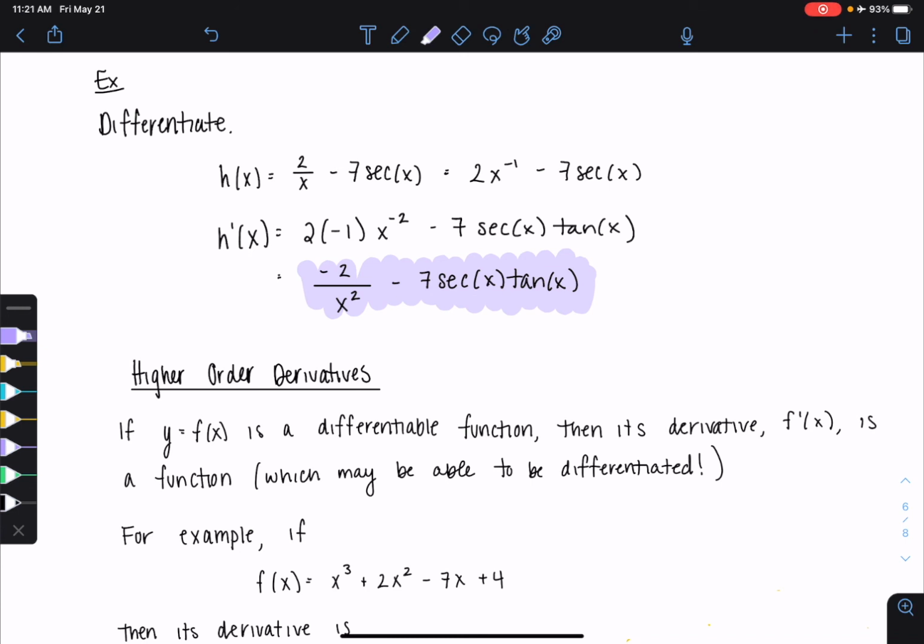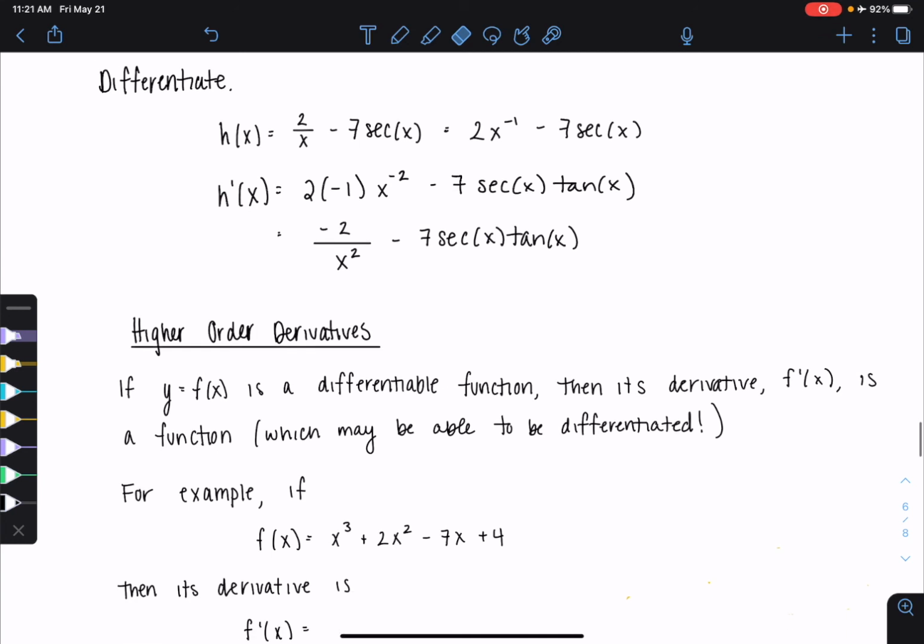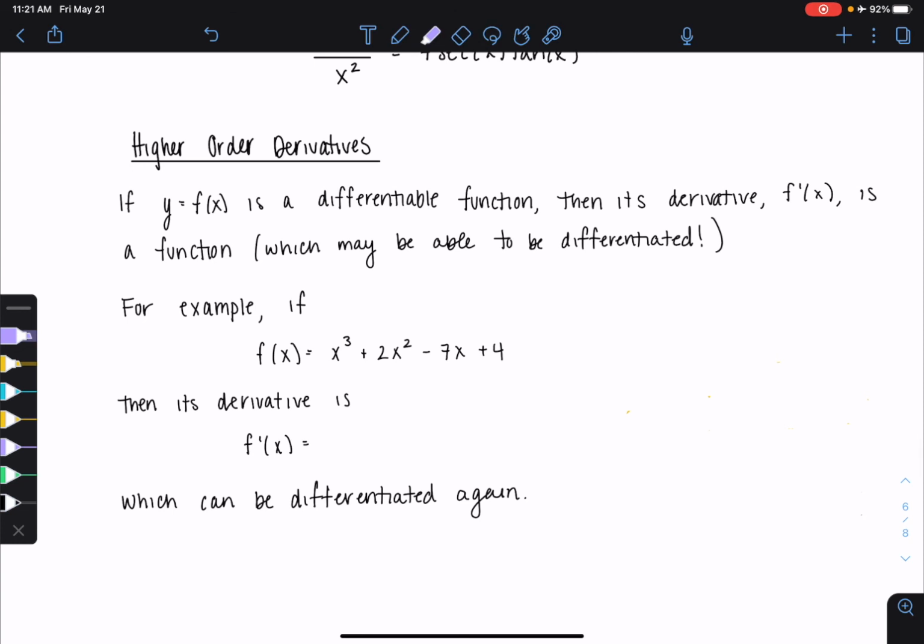So I can take the derivative of this again. It would just be power rule for this first piece, and I'd have to use product rule here. That's okay, I could do that. And in turn, it would end up with another function. So if you have a differentiable function, its derivative is also a function, which you probably can differentiate again.